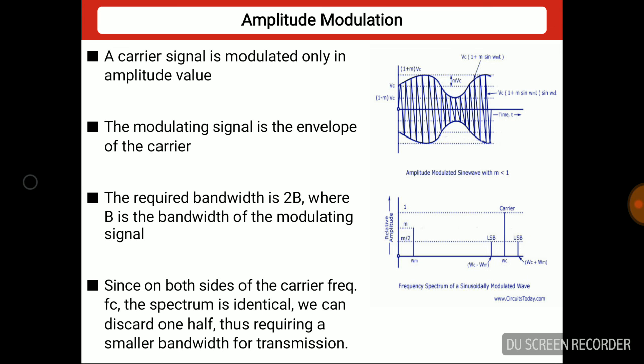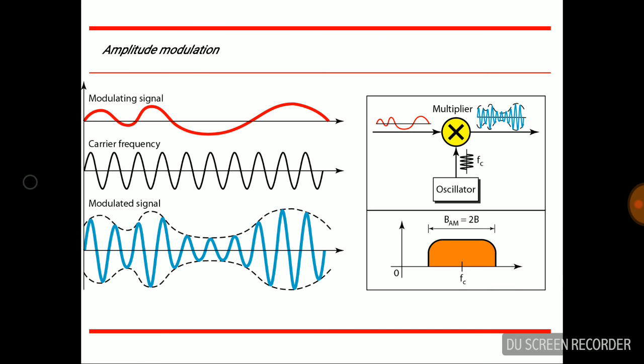then we can discard one half, thus requiring a smaller bandwidth for the transmission. As we see from this figure, from both sides of the carrier the similar information is available, so we need half the bandwidth for the transmission. These are the figures of the modulating signal. This is the carrier frequency signal, and this is the modulated signal after the amplitude modulation.